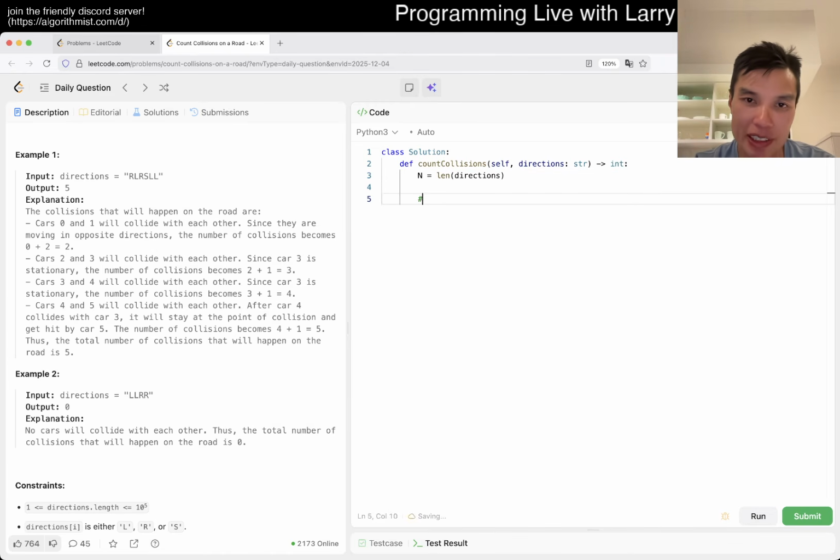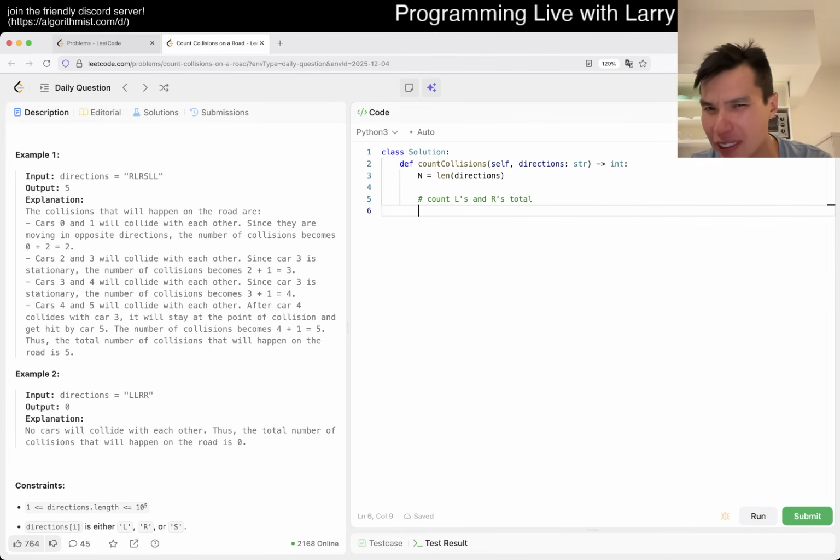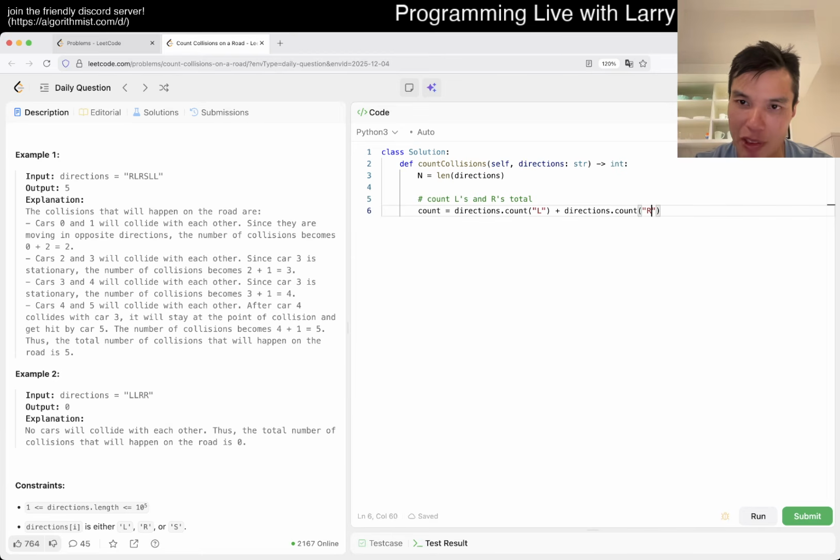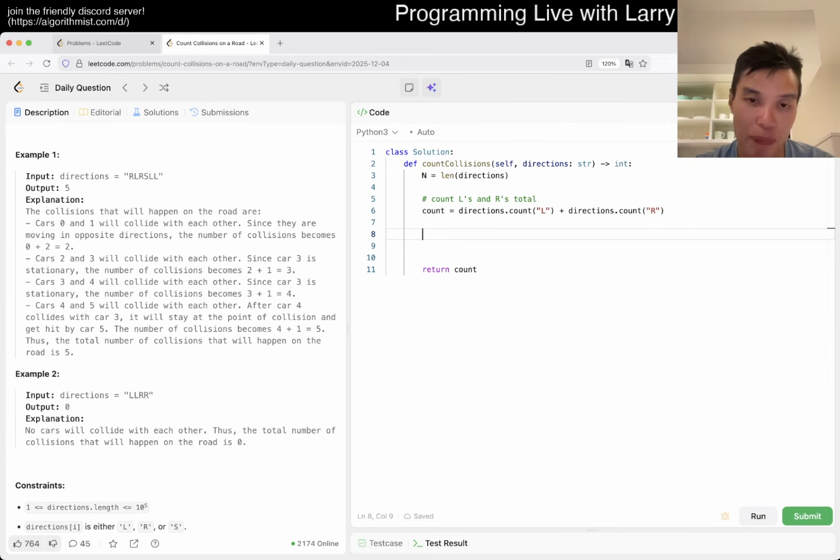Okay, so now we just count L's and R's total, right? I mean, you could do this in a number of ways, implementation-wise. You could count them and then do some Boolean state thing, but for me, I'll just do it like this, where maybe count is equal to directions.count L plus directions.count R. And then now we just have to subtract out the number of prefixes of L, right?